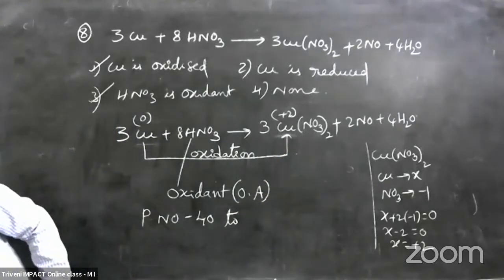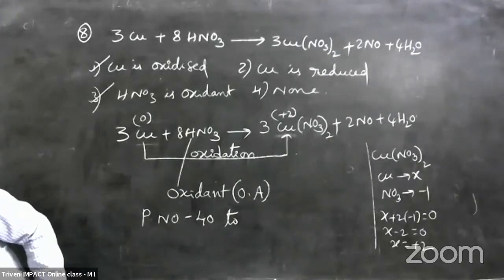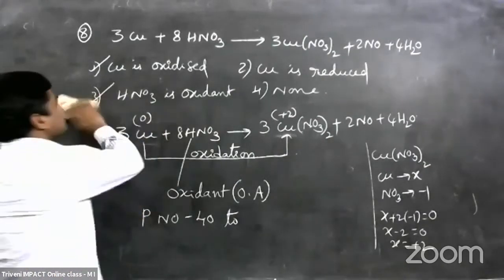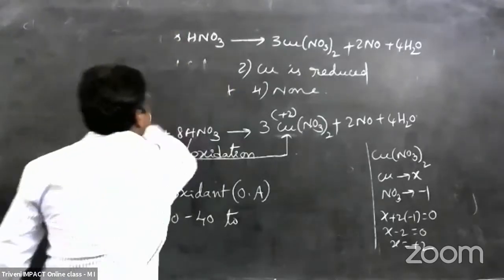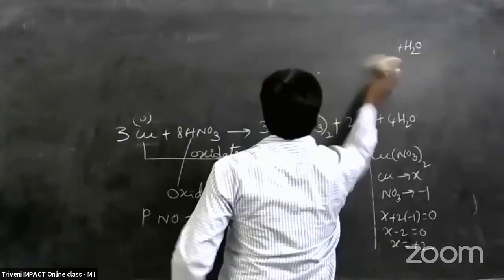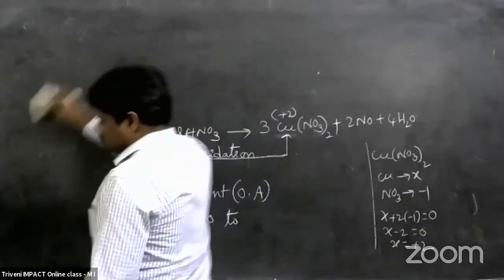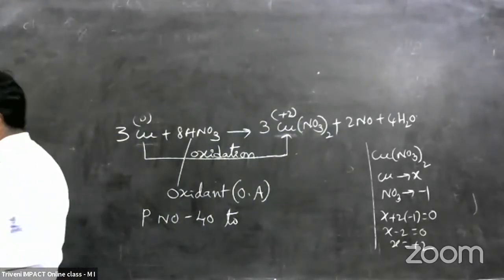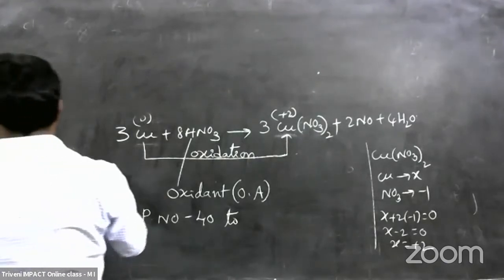Okay, now coming to the 8th question. 8th question completed. 9th question, assertion reason. So all of you see the 9th question, assertion is given. What is the assertion? Who will read that question from other branch? 9th question, assertion.